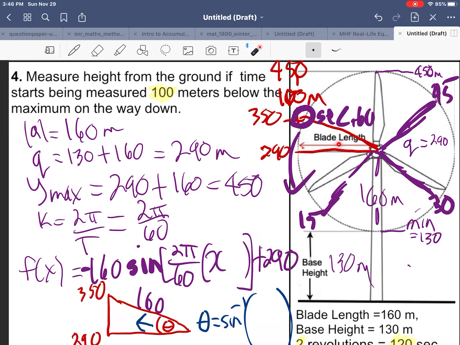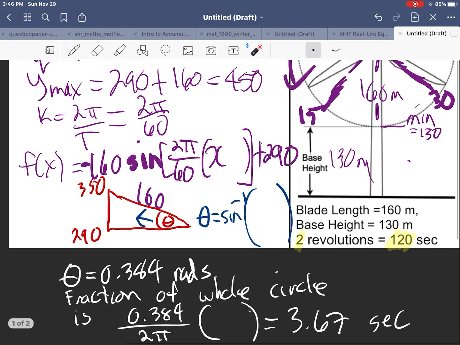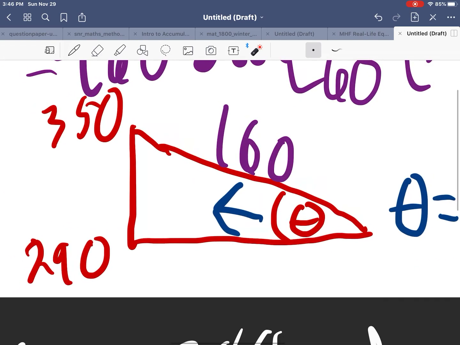I have to figure out how much time before it reaches 290, that location, right? So let's take a look at what that triangle looks like. So let's zoom in on that triangle. So that triangle right here, the very top is at 350.